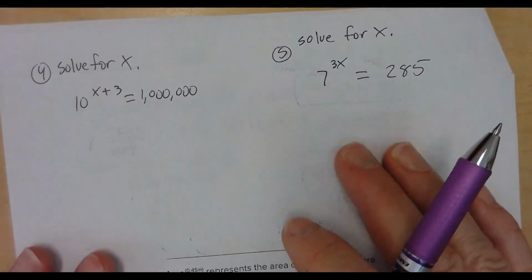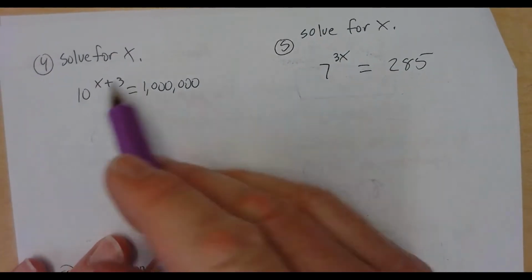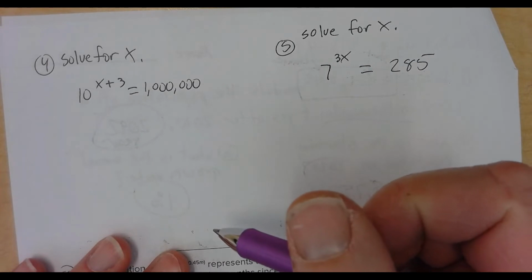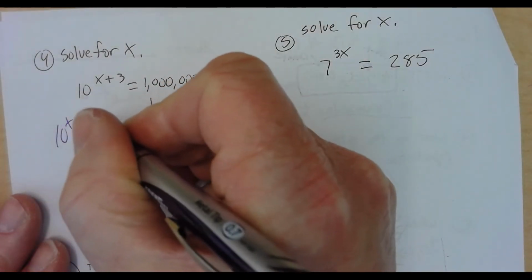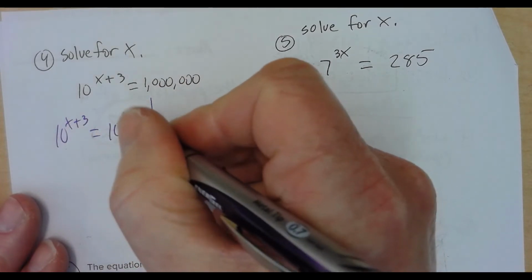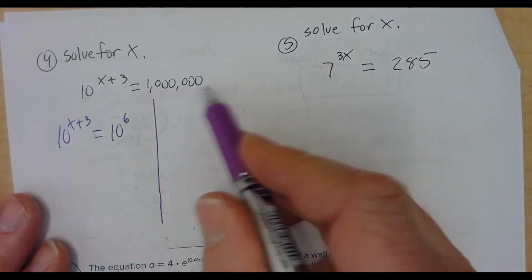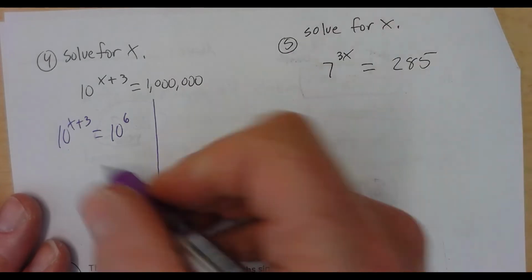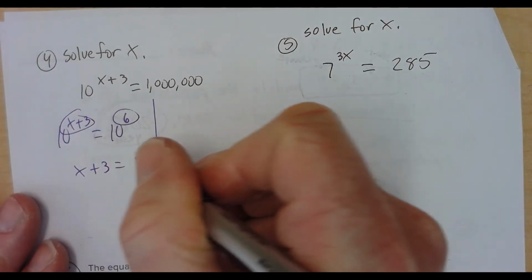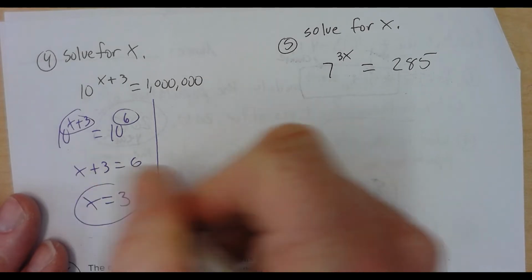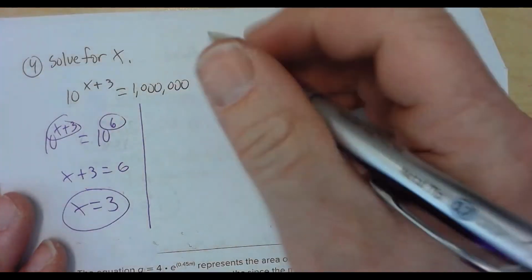This one here, you almost don't even need to do anything because it's 10 and then powers of 10 over here. So there's actually 2 ways you could look at this. You could say 10 to the x plus 3 is equal to 10 to the 6th power. So a million is 6 zeros. So then those have to be the same with each other. So x plus 3 has to be 6, therefore x is 3. That's one way to look at it, or you can do the log thing if you want to.